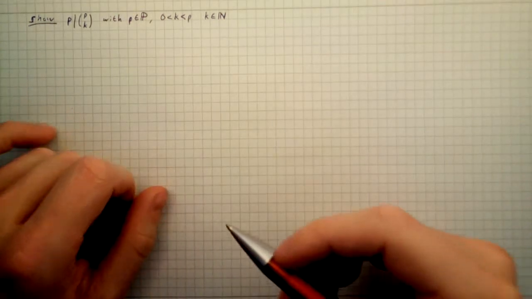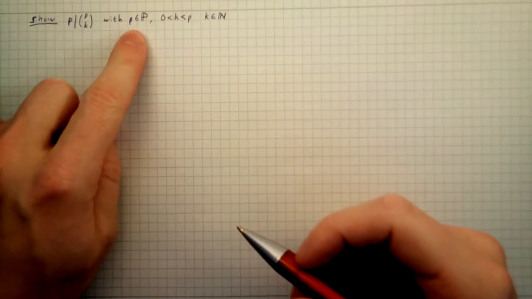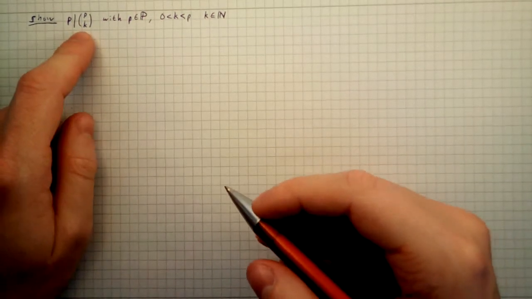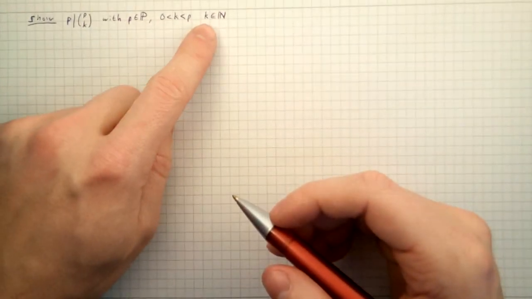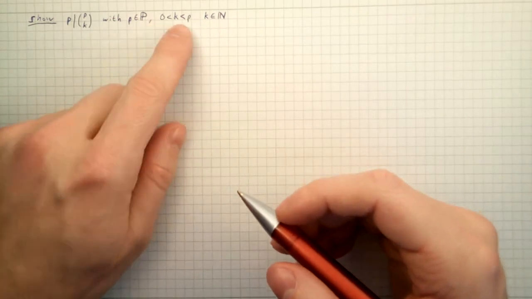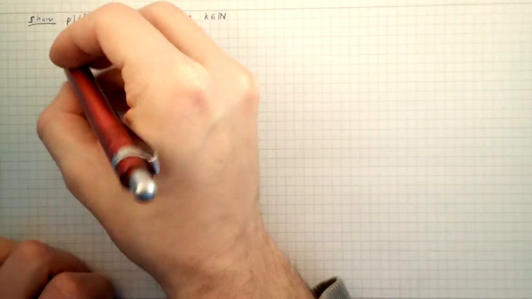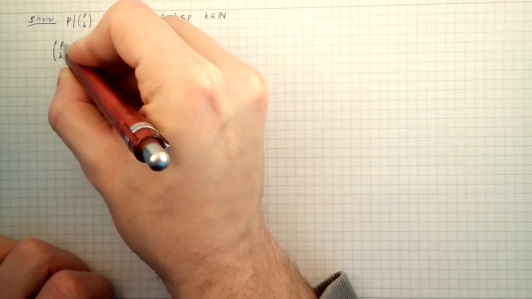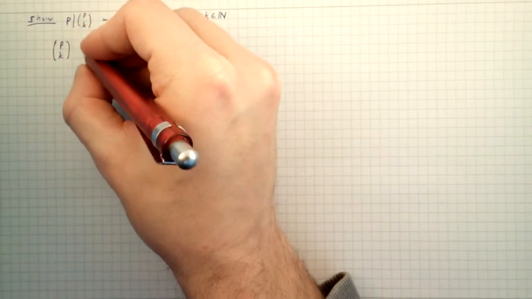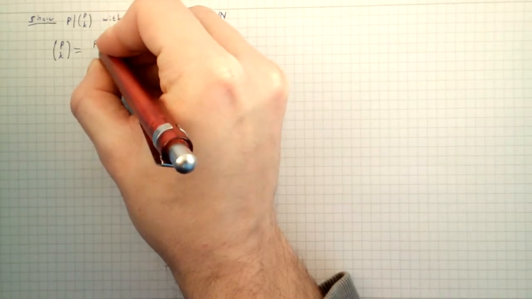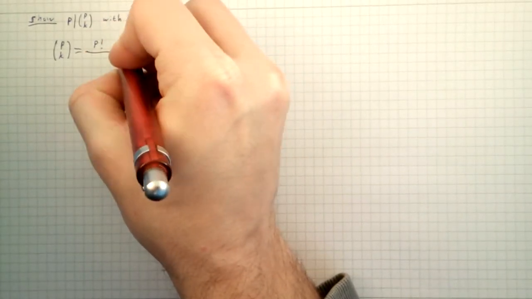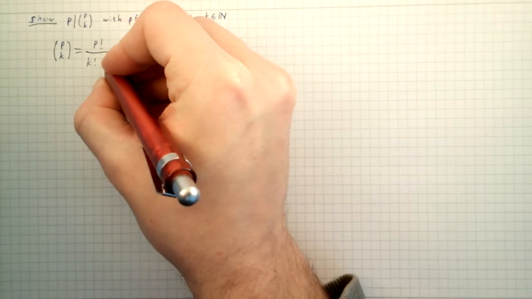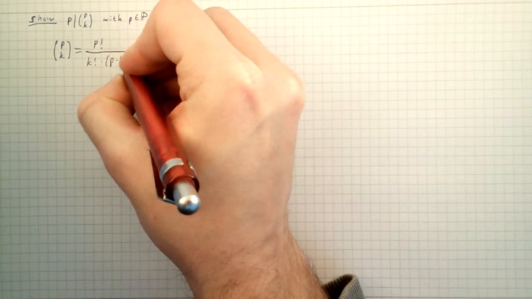So in this video we want to show that a prime number p divides the binomial coefficient p choose k for each natural number k that is between 0 and p. To show that, we first use the definition of the binomial coefficient, which is p factorial divided by k factorial times p minus k factorial.